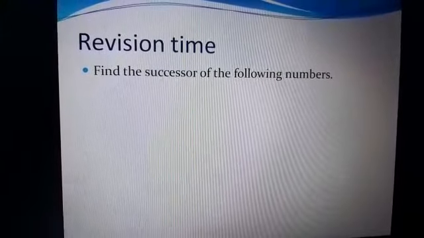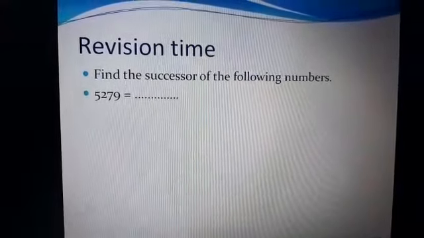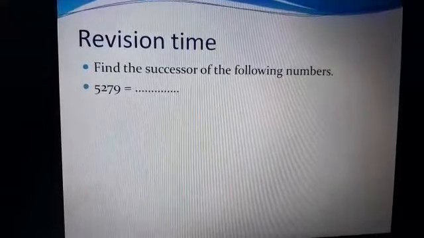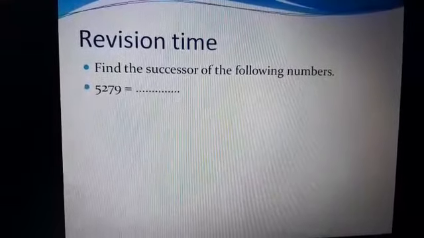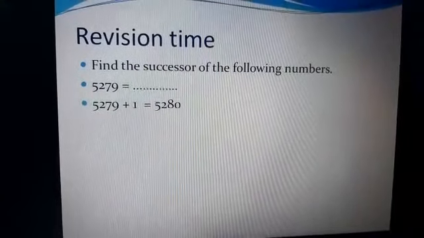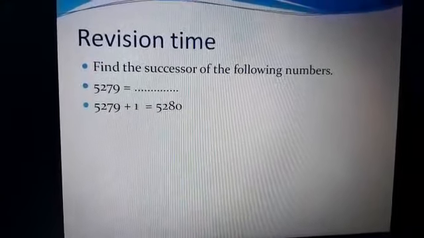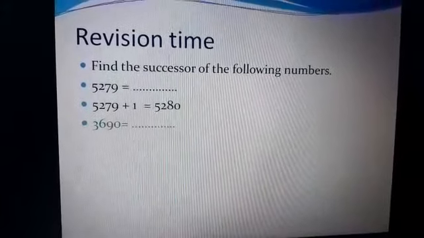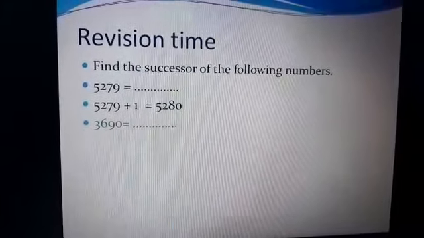A small revision time. For example, if I tell you to find the successor of 5279, what are you going to do? Just add 1 to it. Answer is 5280. Come to the next example. It's 3690.